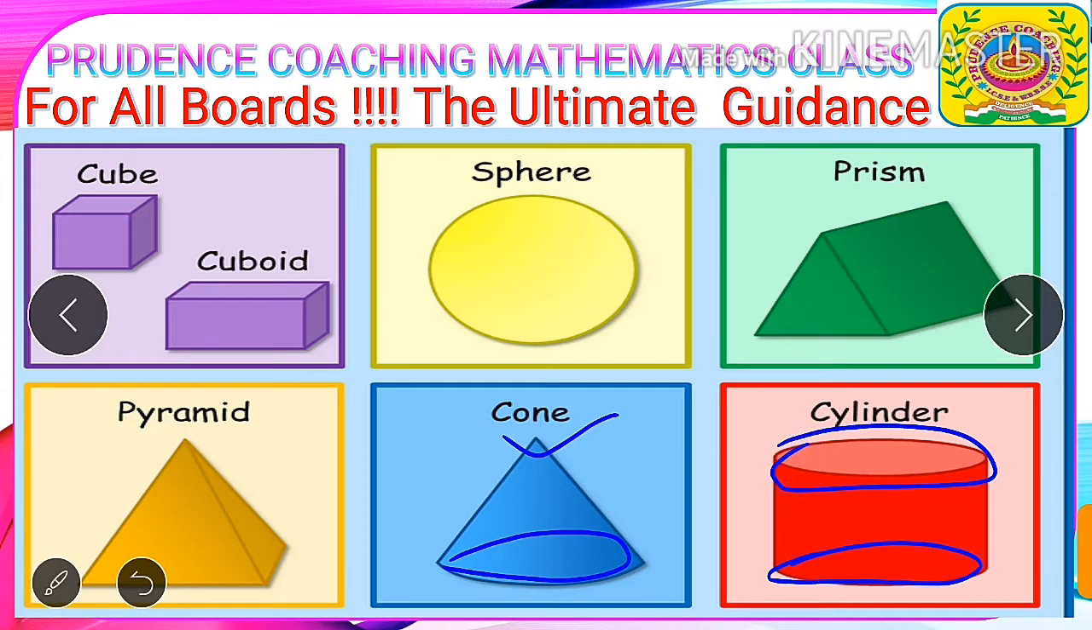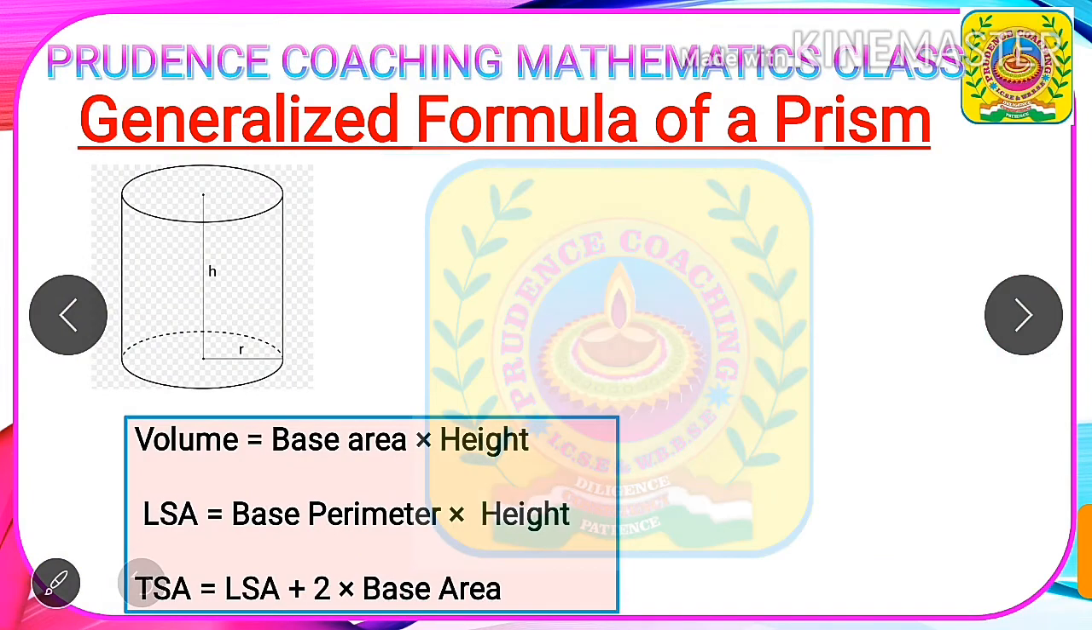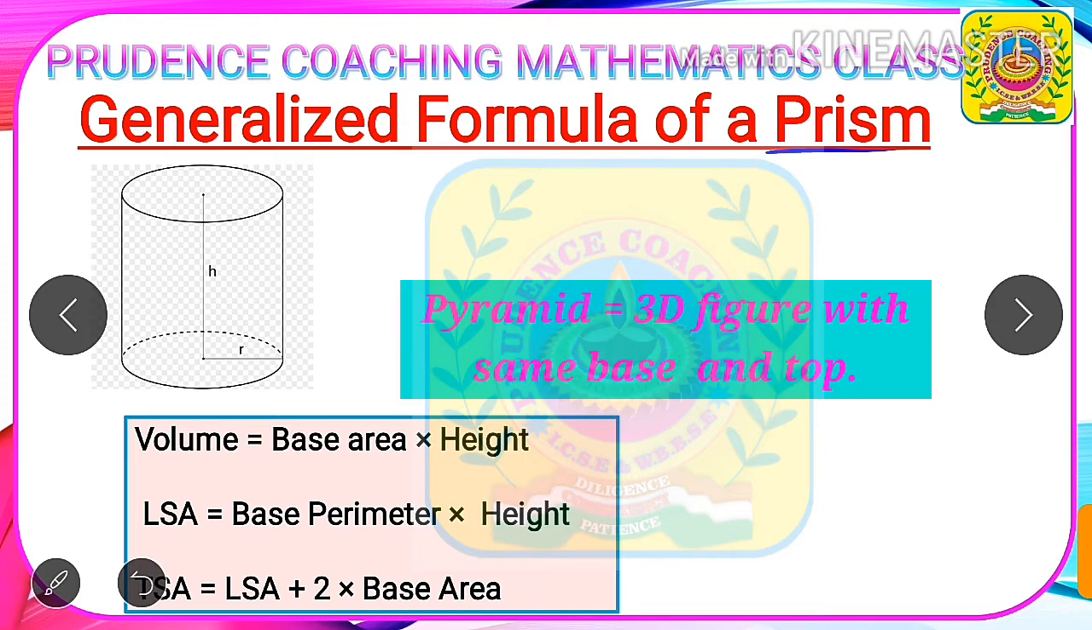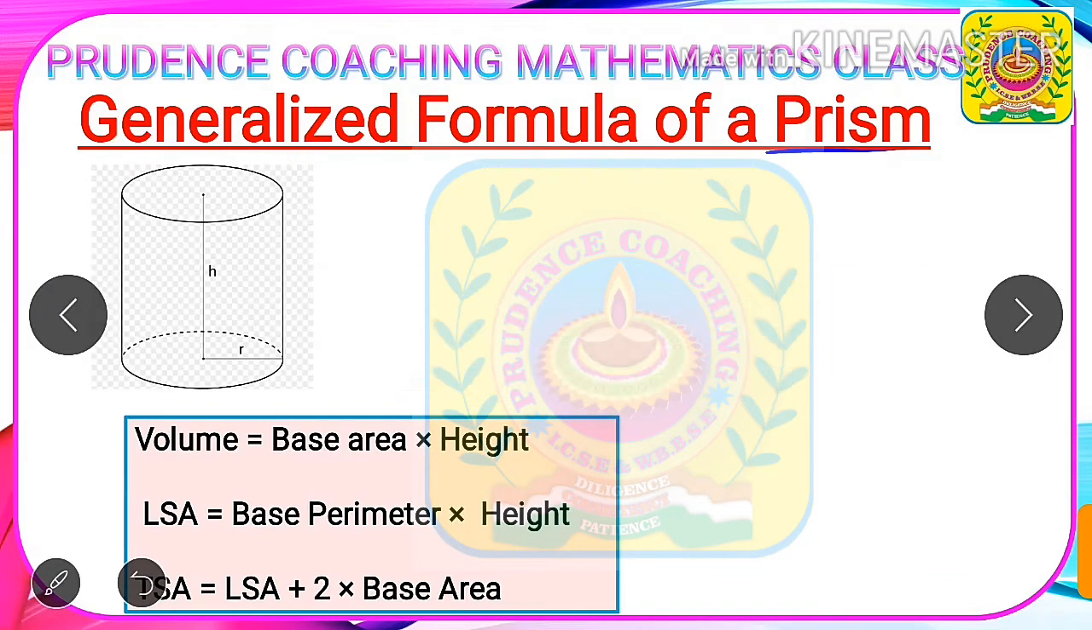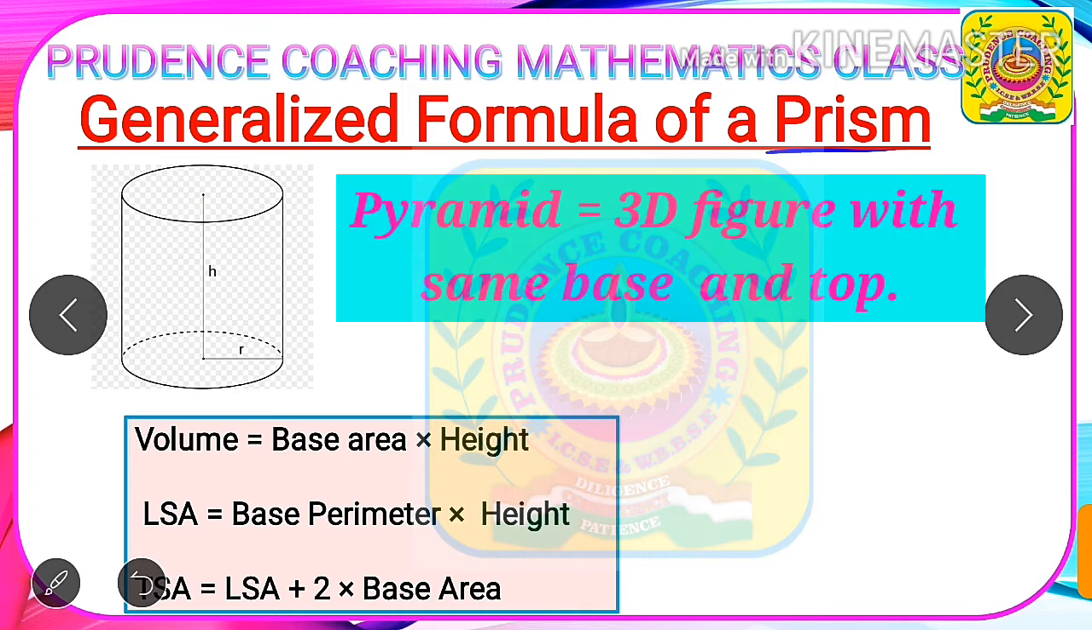So students, based on this top and bottom, this kind of 3D figures are mainly classified into two types, that is prism and pyramid. Prisms mean the figures which have the same base and the top. As you can see, in this particular figure we are given a cylinder, and in a cylinder we have a circular base and the same base as our top, so we will call it a prism. By definition, the 3D figures which have the same base and the top are called prisms.